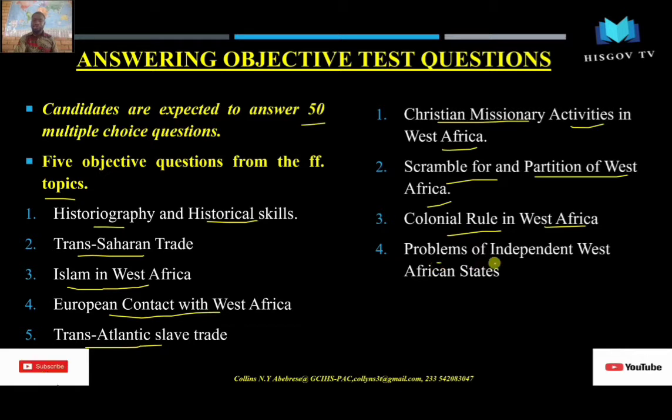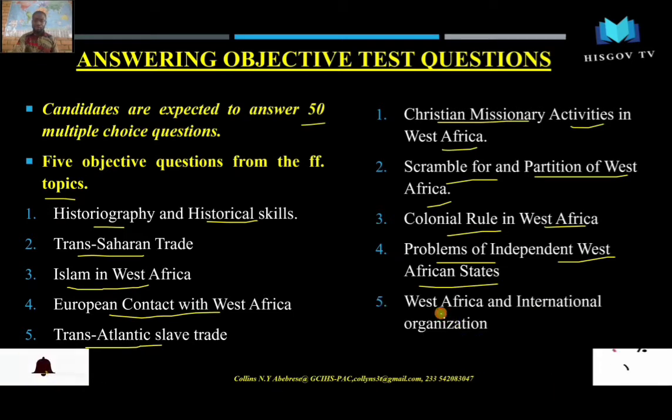And then the next one is the problems of independent West African states. So this is where you take a look at neocolonialism as the main topic in this particular topic. And basically you also take a look at the military rule or regime in West Africa, and that is what this topic is also about.